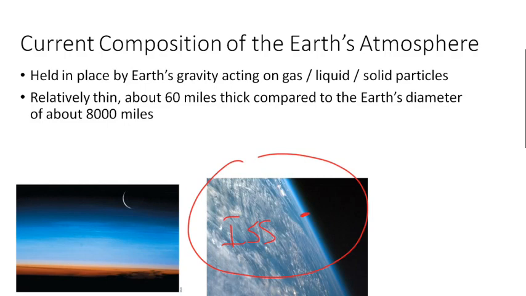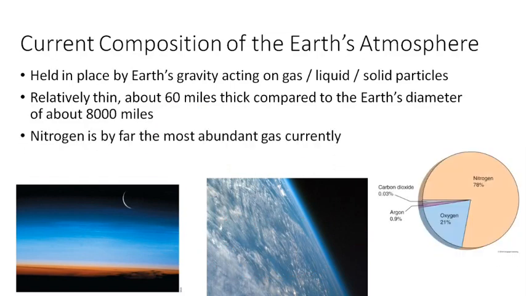It's about 60 miles thick. Now the atmosphere varies. It's thickest at the equator and gets thinner near the poles. And compare that to a diameter of about 8,000 miles. So 60 into 8,000. It's pretty thin compared to the size of the Earth.